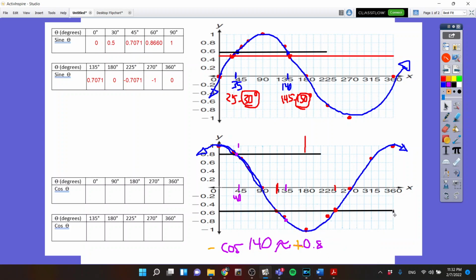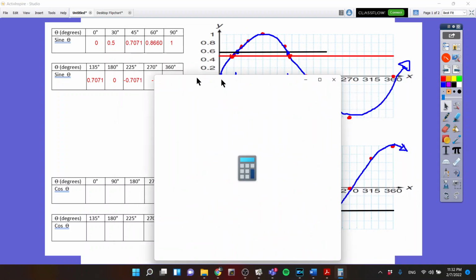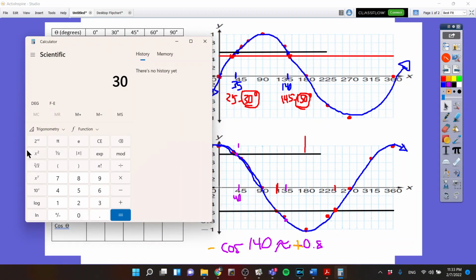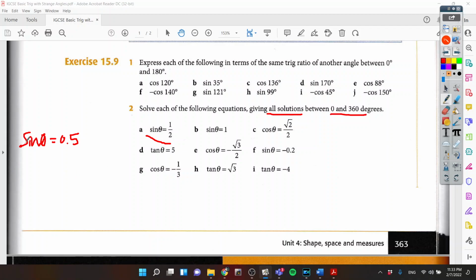Did I close my calculator again? I did. 30 degrees, sine 0.5. 150 degrees, sine 0.5. So when I come back to this, that means the solution to this equation is theta equals 30 degrees or 150 degrees. And so that's the whole idea with these.